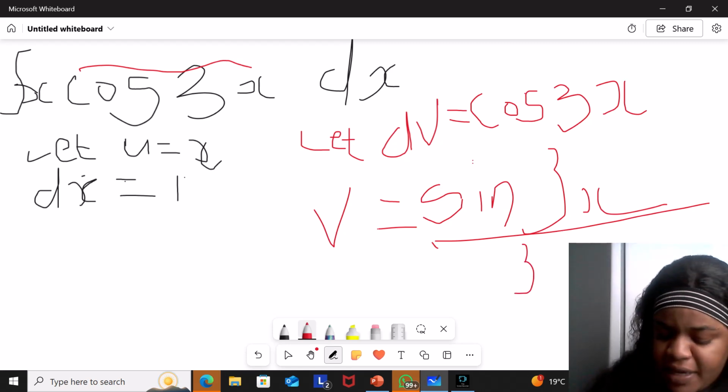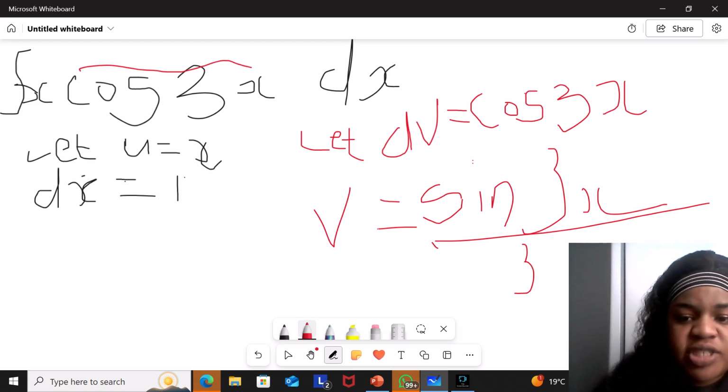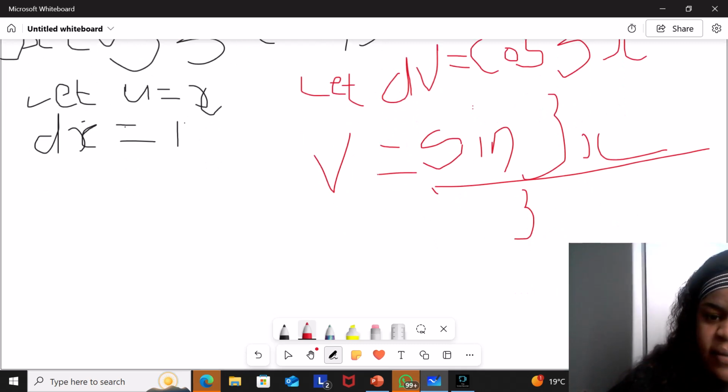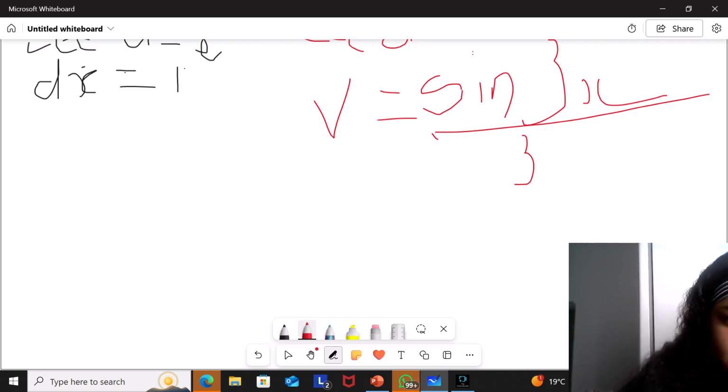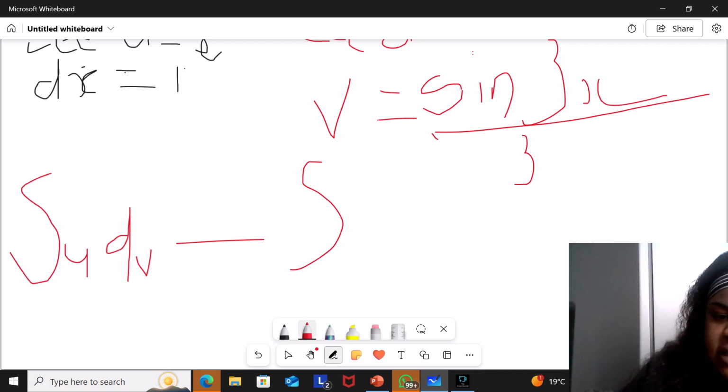And then we need to solve this equation, and we have a formula to solve it, which is the integral of u dv equals uv minus the integral of v du.